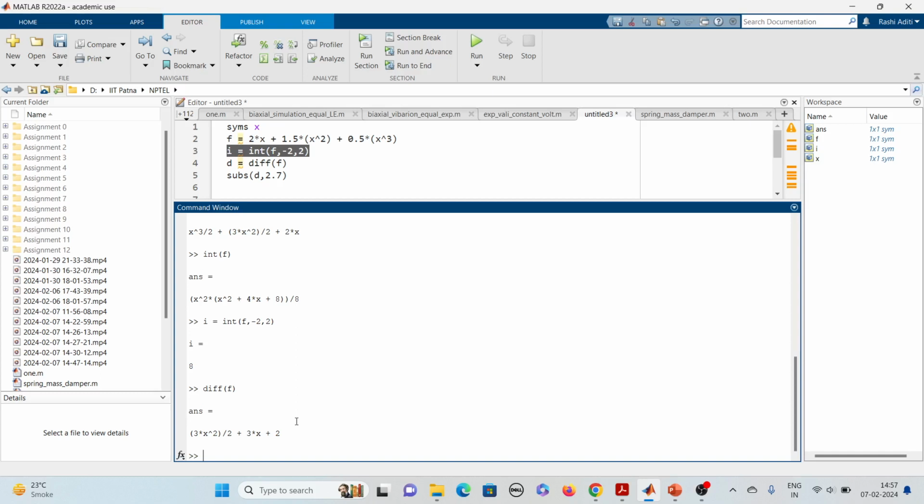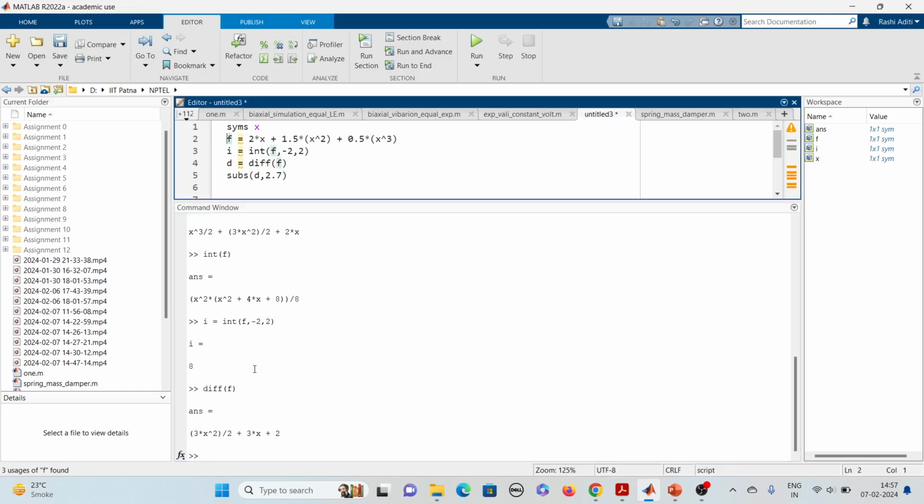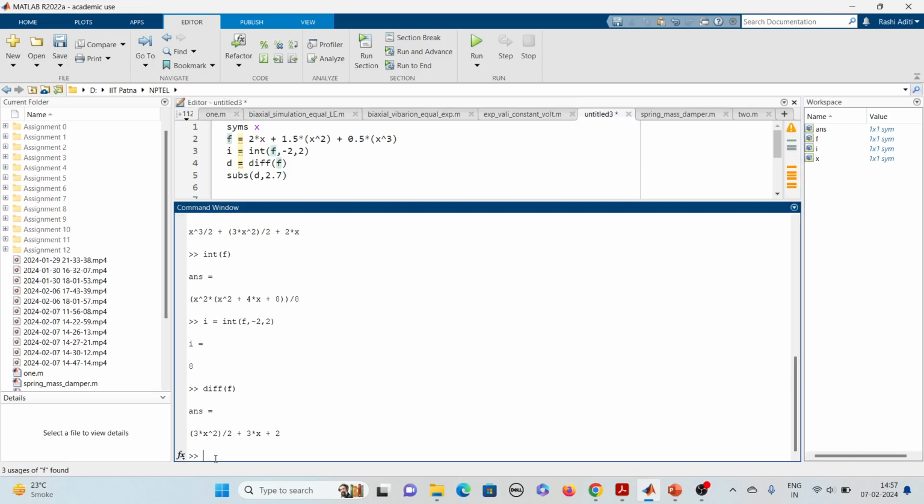So for substituting, I have the command subs, which is used to substitute. Like for example, this is the function that I have defined, right? f. I want to know what the value of this function f is for x, let us say 0. Then I can write subs f comma 2.